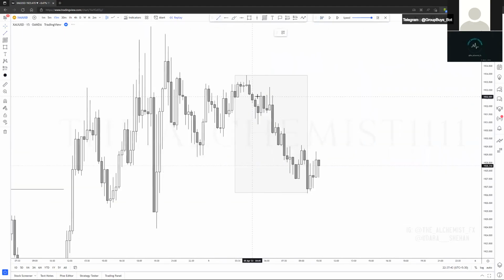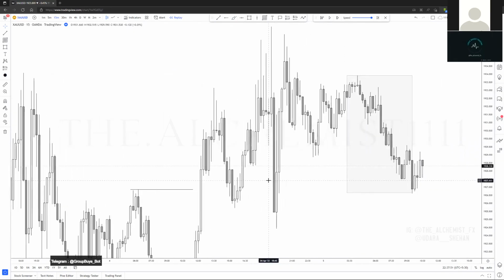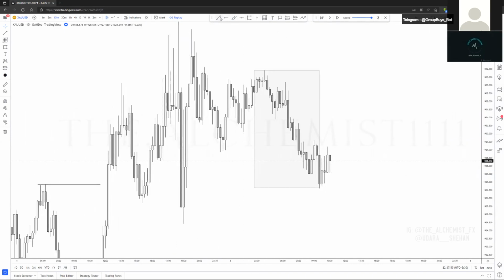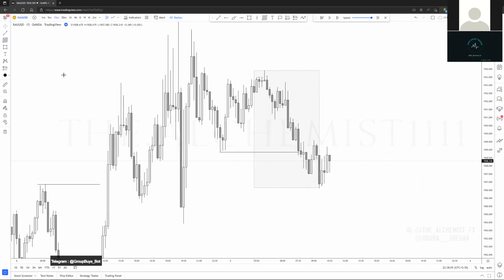Asian high. In this one, if we look at the Asian range, can we say it's a strong high? That is what I'm about to show you. Look at this. Liquidity taken out. See that? Liquidity taken out, structure broken. Same stuff.